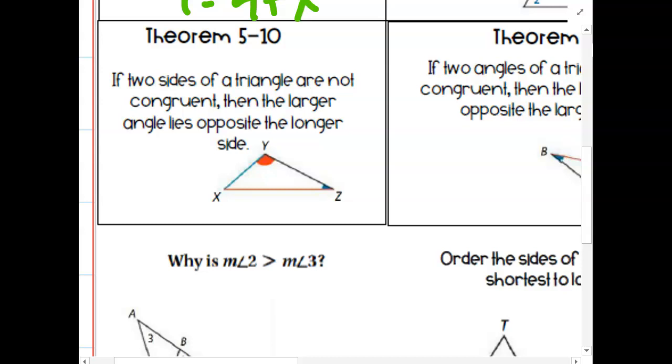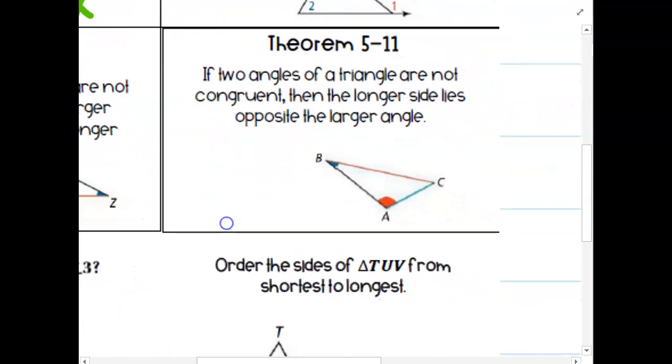If I have angle Y and angle Z, if angle Y is bigger than angle Z, the side opposite of angle Y is going to be longer than the side opposite of angle Z. So you're looking opposite of the angle. And theorem 511 just says the opposite. It says that if 2 angles are not congruent, once again, it's not an isosceles triangle that has 2 congruent angles, it's not an equiangular triangle, then the longer side lies opposite of the larger angle.